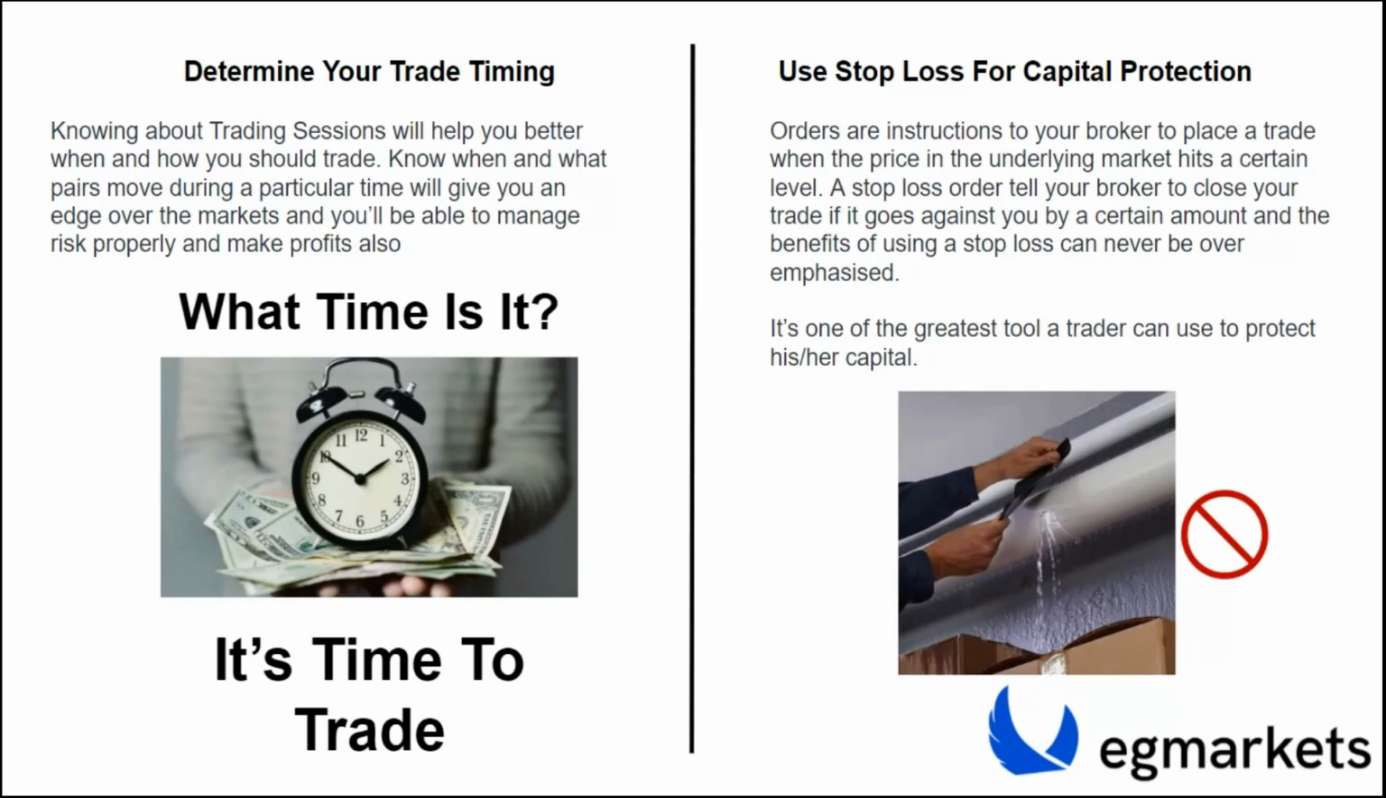Let's dive right into stop loss for capital protection. See, stop loss is an order, and it's just an instruction that if you place a trade and the price or the markets go to a certain level, it should close the trade for you once it's against you. The stop loss order tells your broker to close your trade if the trade goes against you by a certain amount, and the benefits of using a stop loss can never be overemphasized. Using a stop loss has a lot of benefits.